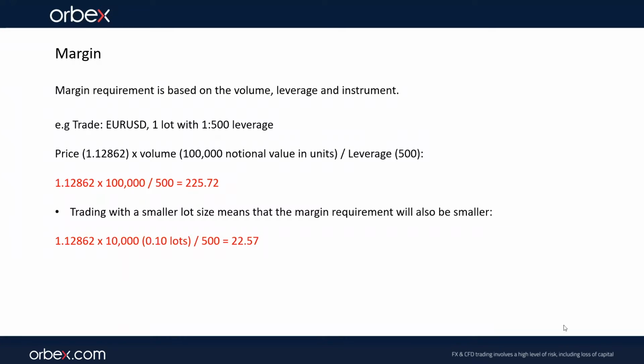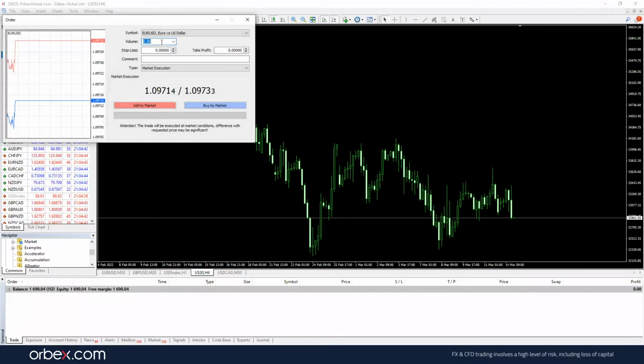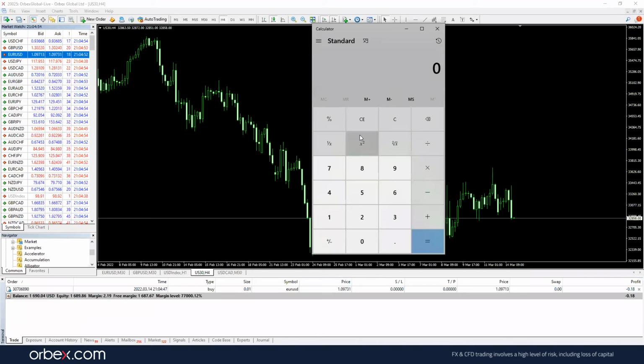So if we go for a micro lot, let's do that live. Let's go to our MT4 platform. I'm going to open a 0.01 trade. Let's get the calculator out just to show you a live trade now. We've got the price, that's 1.0931, which you can see here. Then we multiply it by 1,000, because 1,000 is the notional value of a 0.01 lot micro trade. And then we simply divide that by 500. As you can see here, 2.19 and then 2.19.